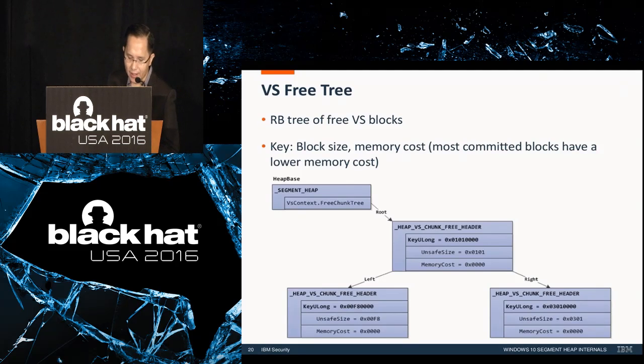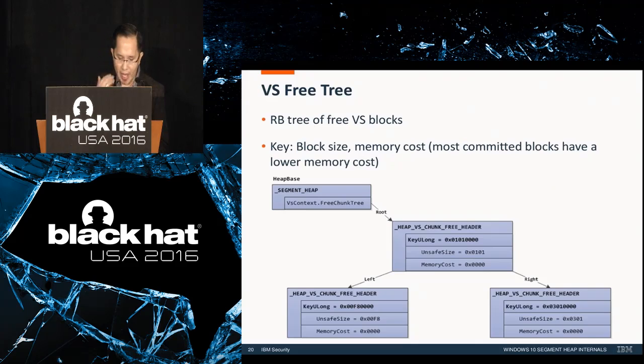So similar to the backend, VS also has a free tree for tracking the free VS blocks. The nodes of the free tree are the free VS blocks' headers, and the key for inserting nodes to the free tree is the size and memory cost value, in which the high word is the size of the block here, 0101, 00F8, and then 03001. And the low word is the memory cost, which I previously discussed. The more committed the portion of the block, the lower the memory cost is.